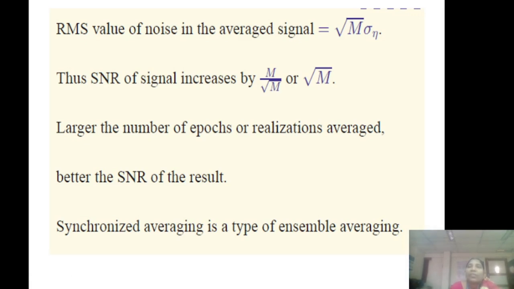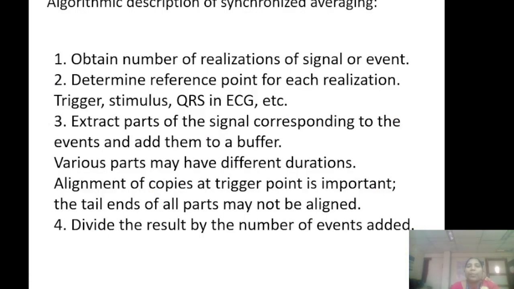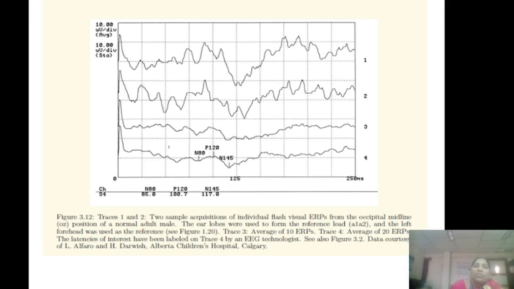So the synchronized averaging is a kind of ensemble averaging. In the algorithm description of the synchronized averaging, first of all we have to choose the number of realizations of the signal, and we need to determine the reference point for each realization, that is, a trigger or stimulus that occurs in the ECG. Then we have to extract the signal corresponding to the events and align those signals, and finally we need to divide the result by the number of events added.